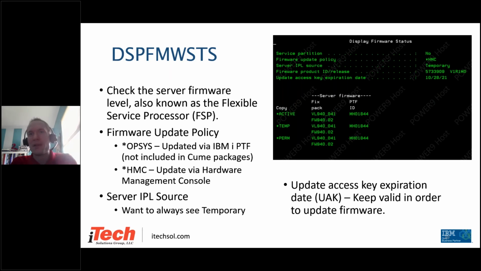And then it allows you to see what the update access key expiration date is. Starting with Power 8 systems, there came about this update access key. If that key is not up to date, you cannot update your system firmware. So you want to make sure that's always up to date. And it will stay up to date as long as you have your phone home option for IBM i configured. It will actually talk to IBM and get that key for you and automatically put it on.